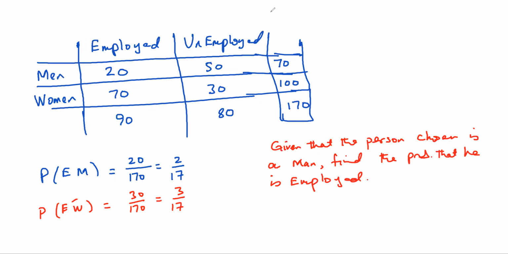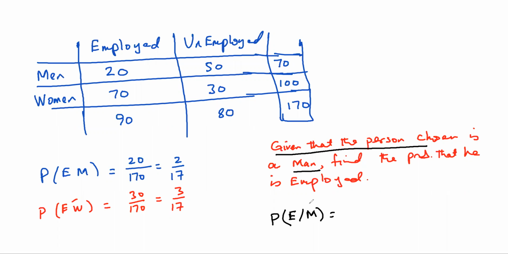So when we are given a condition over here, it says given that the person is a man. So that is a condition. And we have to find the probability that the man is employed. So in probability terms, we'll write it as finding the probability of employed given man.